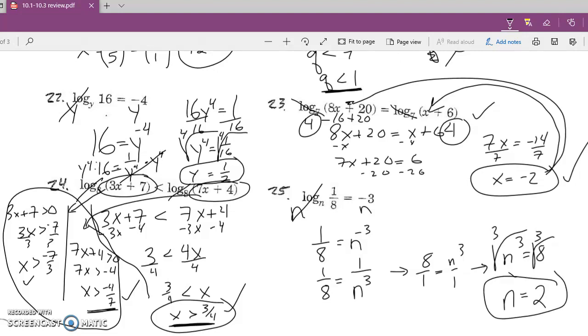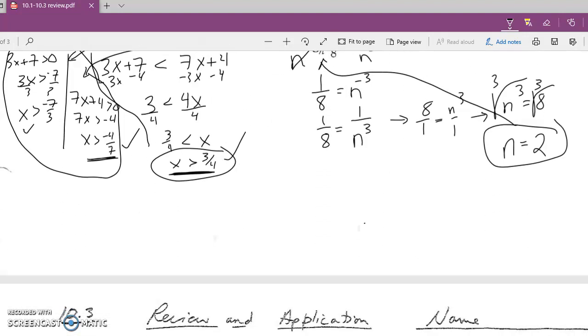And again, if you look at that, that's okay to plug a 2 right there. So 2 to the -3rd power would be 1/8. Okay, cool. That wraps up all of this. We're moving on to the last page.